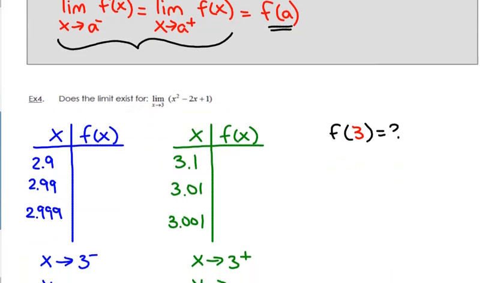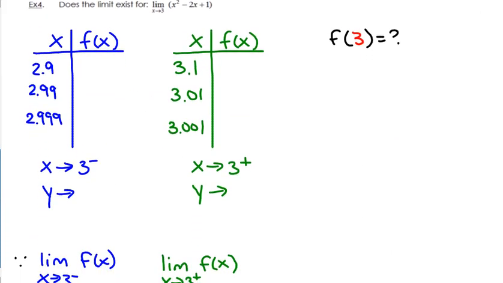All right, so let's take a look at our last example. Example number 4. Does the limit exist as x approaches 3 for this particular quadratic? Again, we're going to test our left hand and right hand limits. I'm going to get 3.61, a little bit to the left of 3, so 2.9. Then 2.99 gives you this y value, 2.999 gives you this y value. It looks like as x approaches 3 from the left, y is approaching 4.